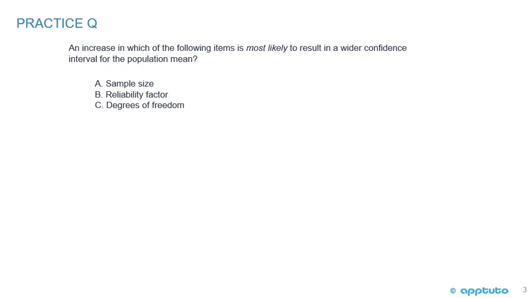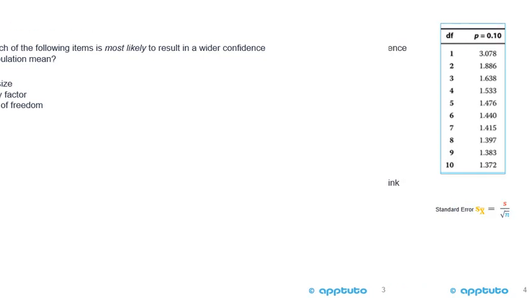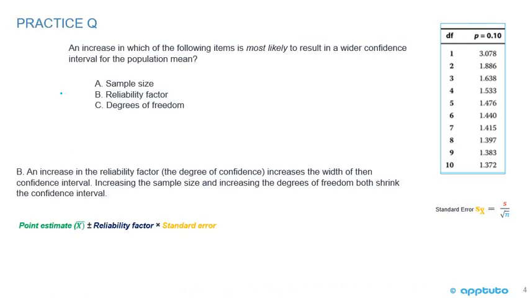So the first one, an increase in which of the following items is most likely to result in a wider confidence interval for the population mean? A, sample size, B, reliability factor, or C, degrees of freedom? Okay, that was a nice little practice question. The correct answer is B. By increasing the reliability factor, you're going to have a wider confidence interval.